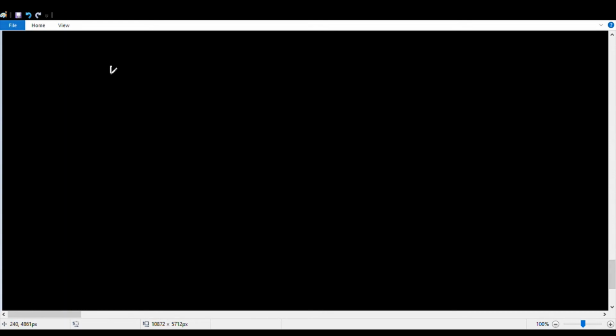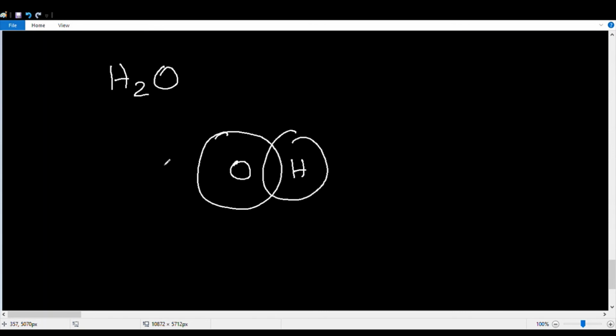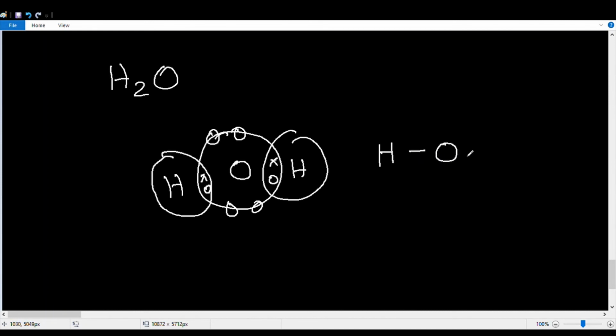And water, H2O. Oxygen and hydrogen. This hydrogen has one electron, and this hydrogen has one electron. Oxygen's electrons we are representing as circles, 6 of them. With the shared electrons, oxygen gets 4 plus 4, 8. So hydrogen single bond oxygen, single bond hydrogen. This is H2O.